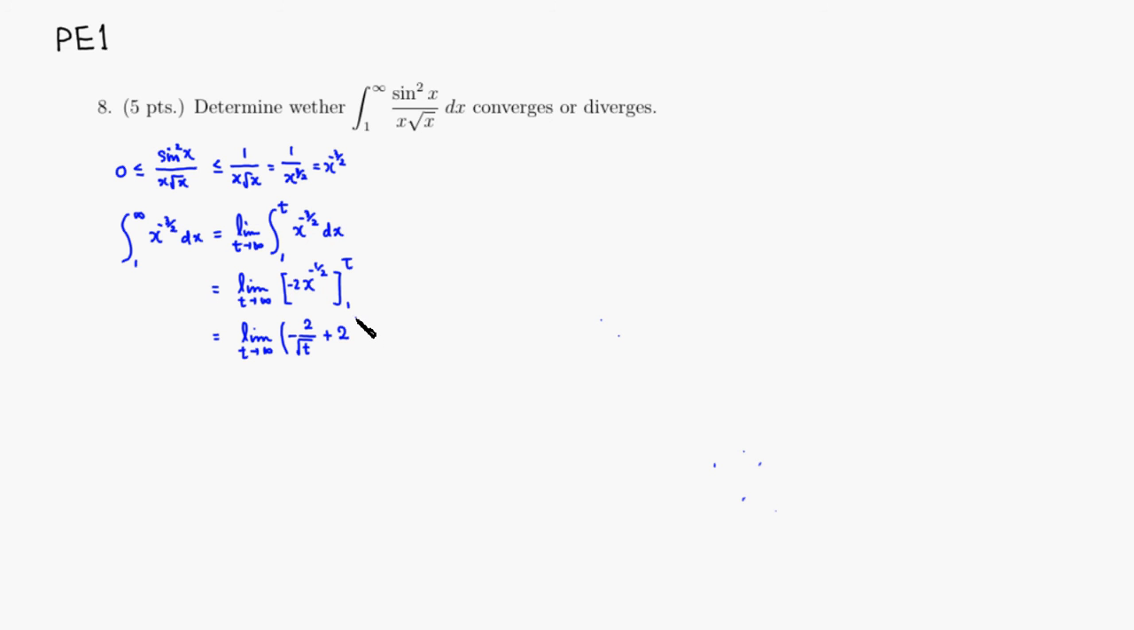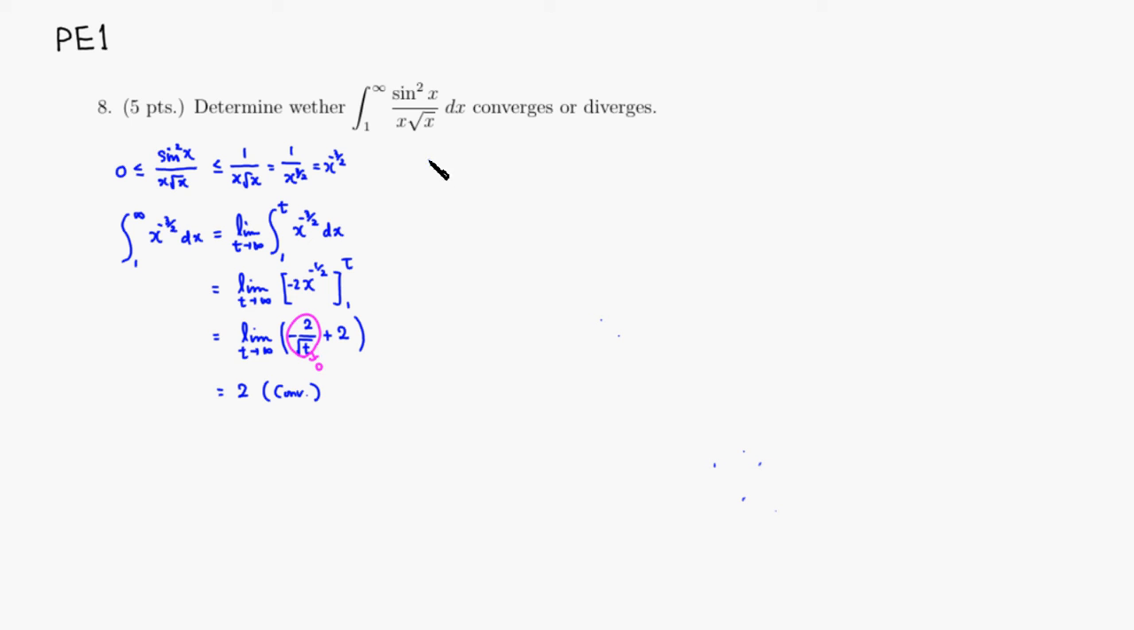Then you can see that as t approaches infinity, the first term approaches 0, because it's negative 2 divided by a really big number, so it's very close to 0. So what you get is 2, which is convergent. So we looked at the larger one, which converges, which means that the smaller one is going to be convergent.